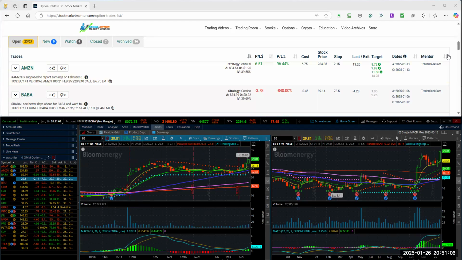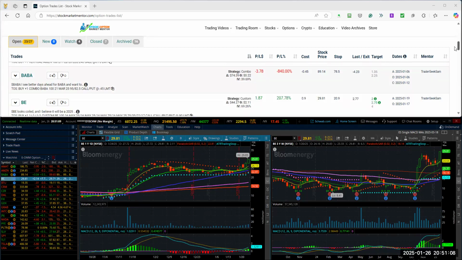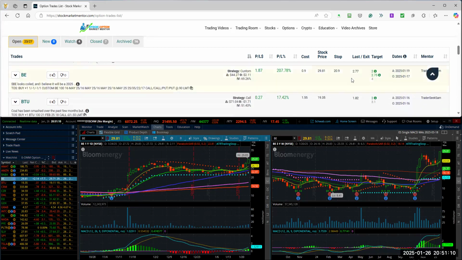Bloom Energy, another nice day on Friday. We took another profit target on this one, looking really good. So the two solid candles, positive MACD, and look at that weekly candle popping above resistance here, which was really nice to see. And our next profit target on here is going to be $4.